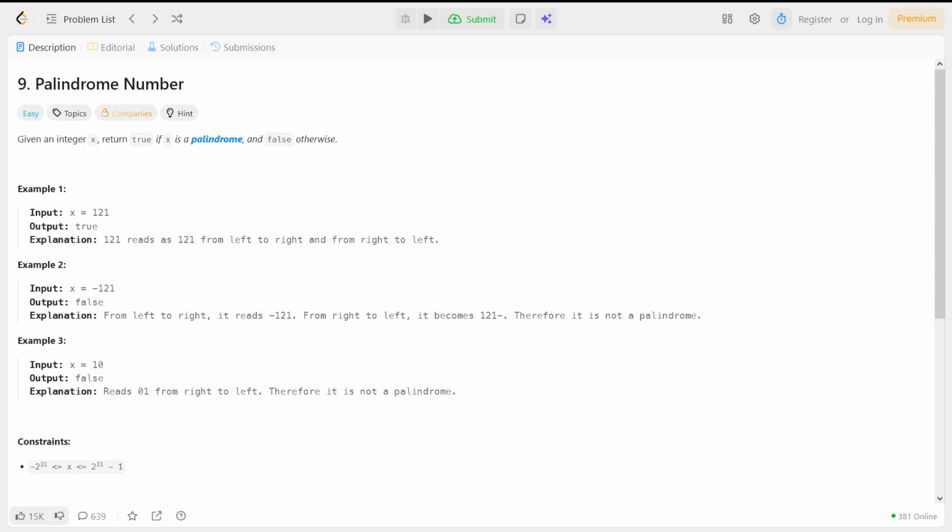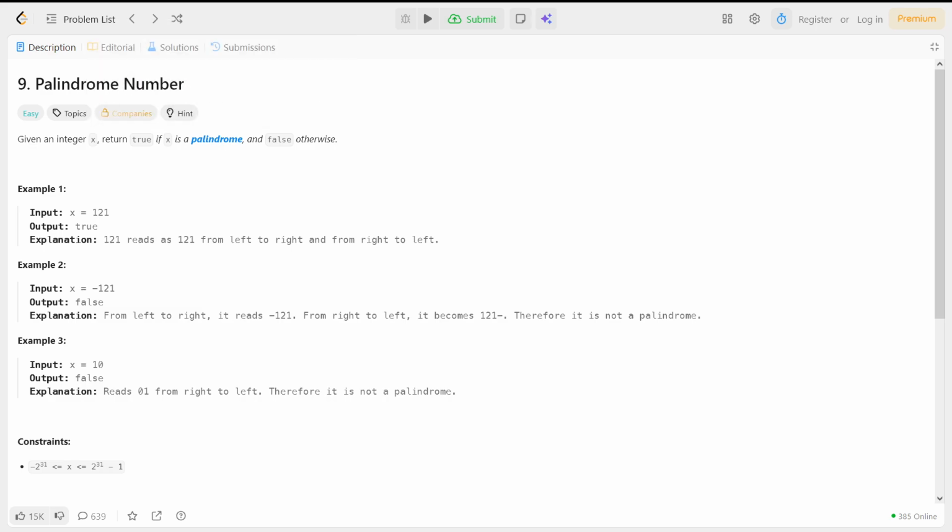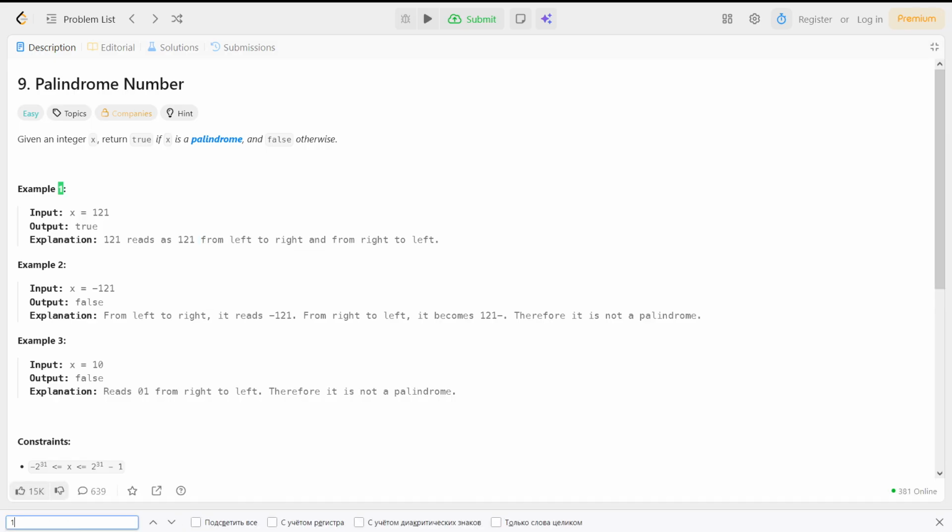Let's read the problem. Given an integer x, return true if x is a palindrome and false otherwise. Let's understand the task. First of all, what is a palindrome? It is something that reads the same forward or backward. We can see that example 1 is like that, because 121 backwards is still 121. If it was 1221, it would also be a palindrome.